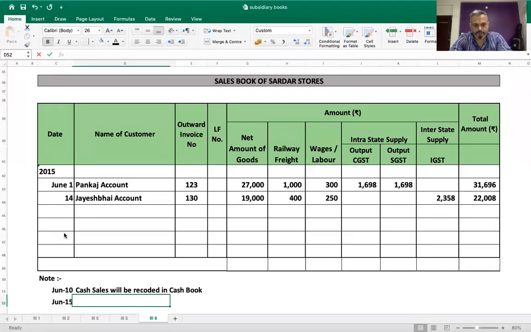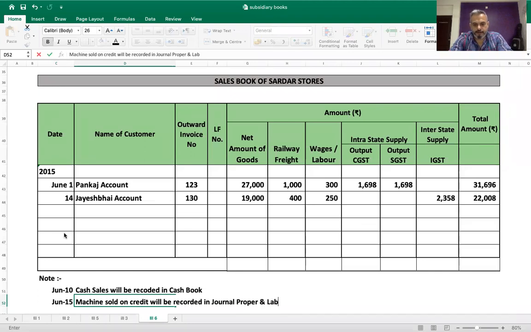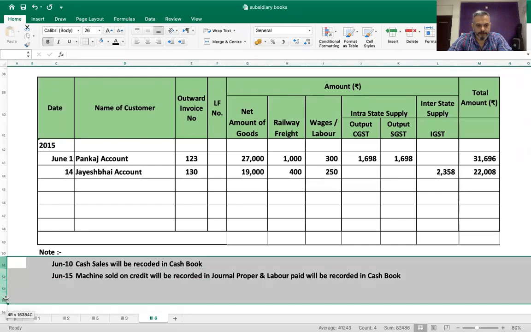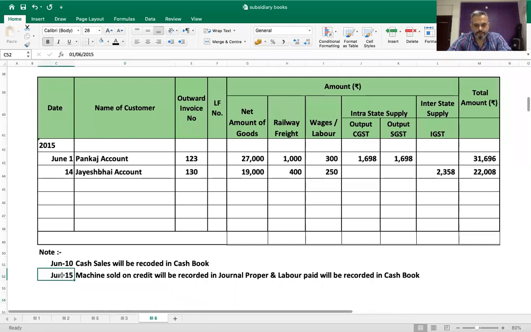June 15, machine sold on credit will be recorded in journal proper, and labor paid will be recorded in cash book. You have to write the note, it's compulsory.